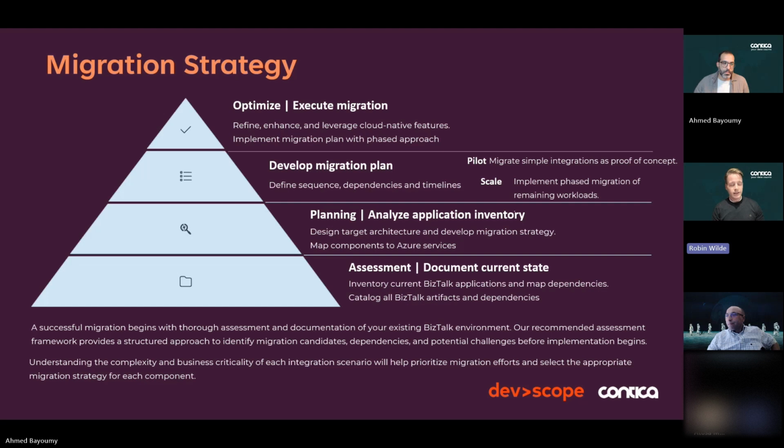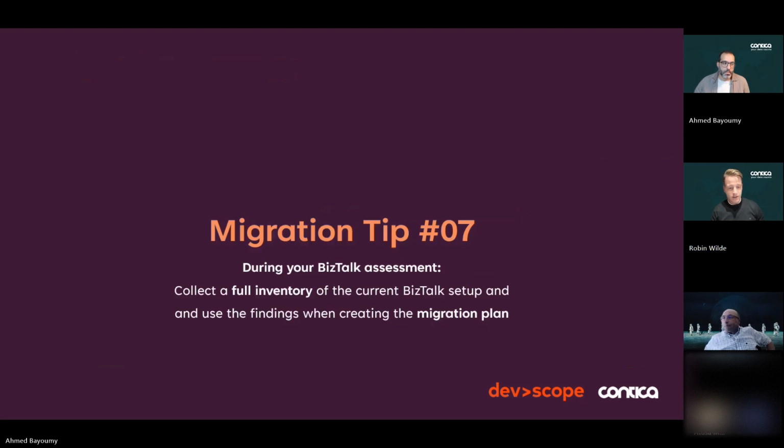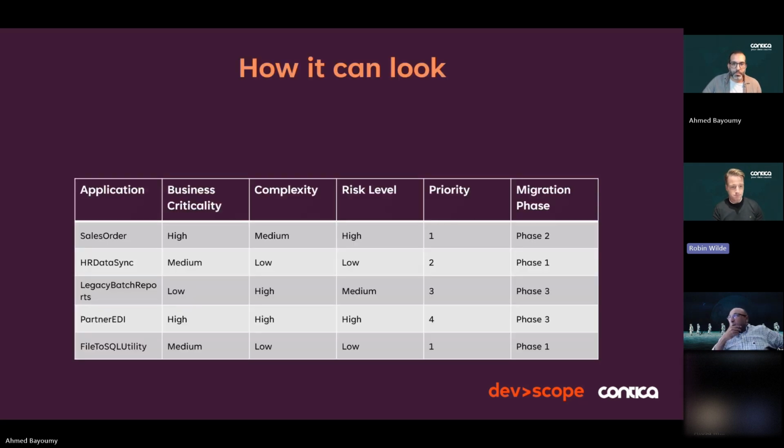And we want to give you one little migration tip when you are in this assessment phase, the first phase of migrating. We call it migration tip number 7. During your BizTalk assessment, collect a full inventory of the current BizTalk setup and use the findings when creating the migration plan. I want to hand over to you, Sandro, because the next slide is the matrix on how you can do this to help you in the planning phase.